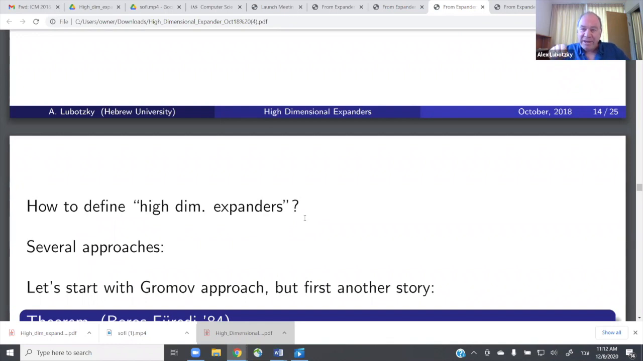In the one-dimensional case, there is one natural operator, the operator of summing up around the edges of every vertex. The adjacency matrix is a natural operator which gives you the full information about the structure of the graph. What does spectral gap mean in the high-dimensional case?